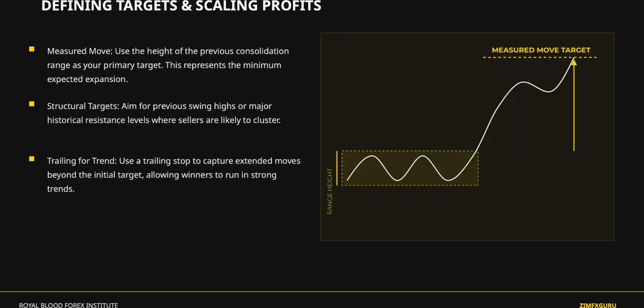And then defining targets and scaling profits. So measured move: use the height of the previous consolidation range as your primary target. This represents the minimum expected expansion. So structural targets: aim for previous swing highs or major historical resistance levels where sellers are likely to cluster. So trailing for trend: use a trailing stop to capture extended moves beyond the initial target, allowing winners to run in strong trends.